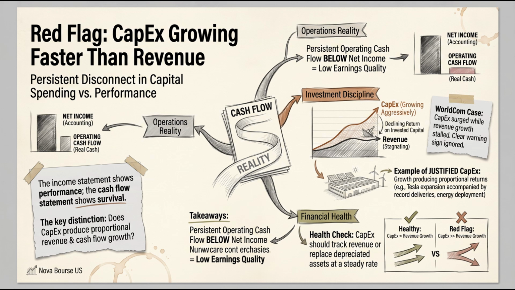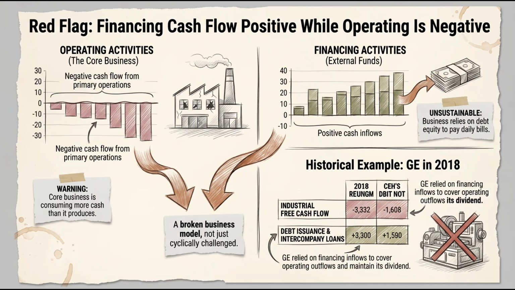If CapEx doubles but revenue only rises 10%, the return on invested capital is likely declining, and the company may be destroying shareholder value. Be extremely wary of a company that consistently generates negative operating cash flow, but shows positive financing cash flow. This means the company is borrowing money or issuing stock just to pay its daily bills. While this is normal for a young startup in a pre-revenue phase, it is a sign of potential insolvency for a mature company.